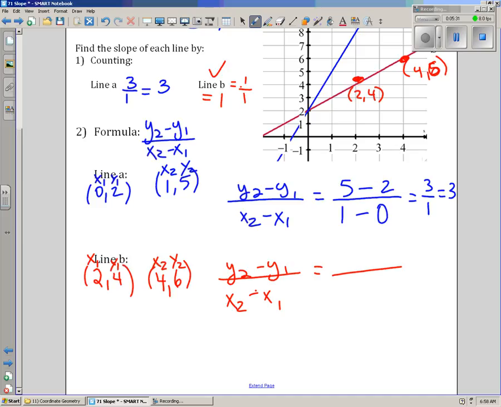So y sub 2 is 6 minus 4 over x sub 2 is 4 minus x1 is 2. 6 minus 4 is 2. 4 minus 2 is 2. And lo and behold, 2 divided by 2 is 1. So it doesn't matter what points you choose along the line as long as they are actually points on the line. You're going to get the same slope.